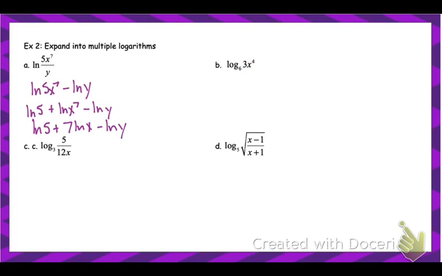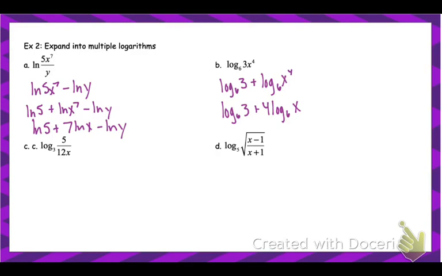So what I need to do first is separate this out and make this log base 6 of 3 plus log base 6 of x to the 4th. Then I can go ahead and move the 4 to the front, and I have my simplest arguments possible.